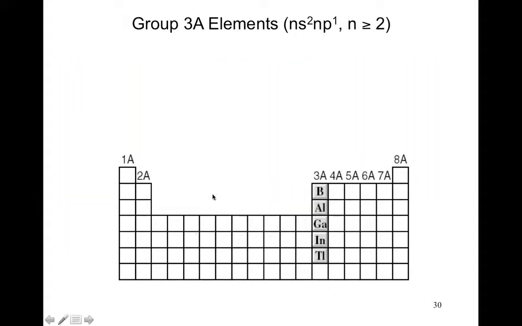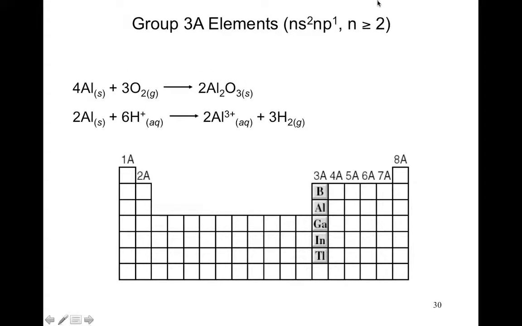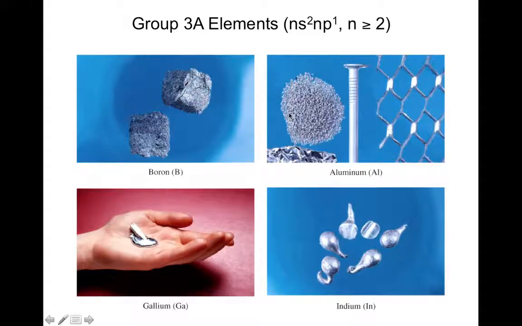So group 3, we're skipping transition metals because you guys know weirdness exists there. You go to boron, aluminum, gallium, indium, that kind of stuff. So here, aluminum plus oxygen, we can make aluminum oxides out of that. And aluminum with hydrogen, or hydrogen rather aqueous. So acids release hydrogen in aqueous solutions. So aluminum plus an acid will make aluminum 3+ and release hydrogen gas.